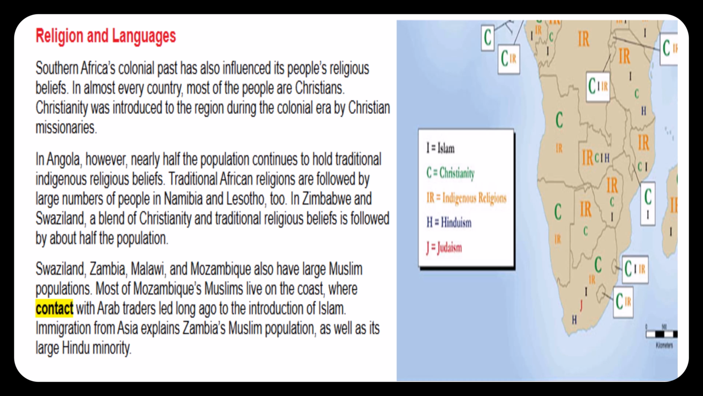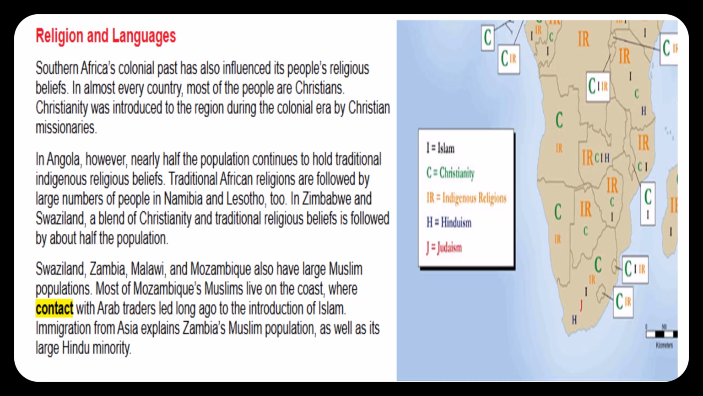Swaziland, Zambia, Malawi, and Mozambique also have large Muslim populations. Most of Mozambique's Muslims live on the coast, where contact with Arab traders led long ago to the introduction of Islam. Immigration from Asia explains Zambia's Muslim population as well as its large Hindu minority.